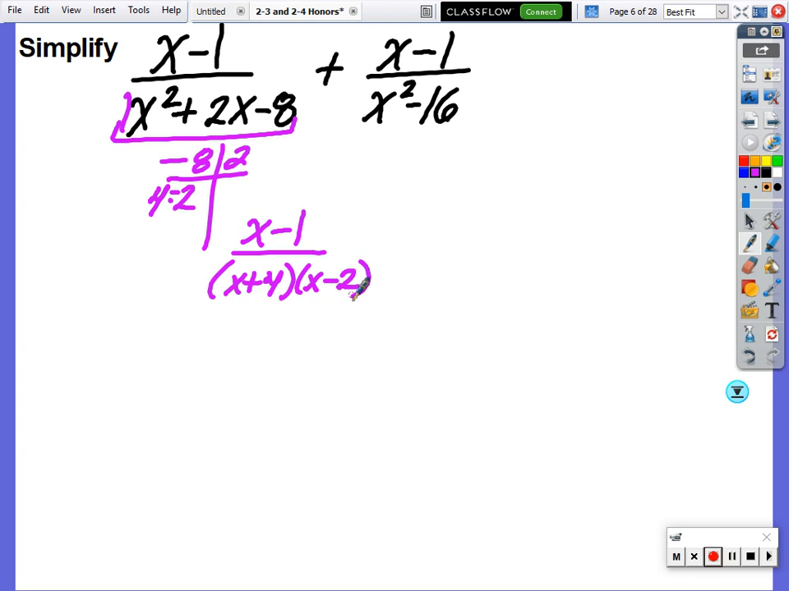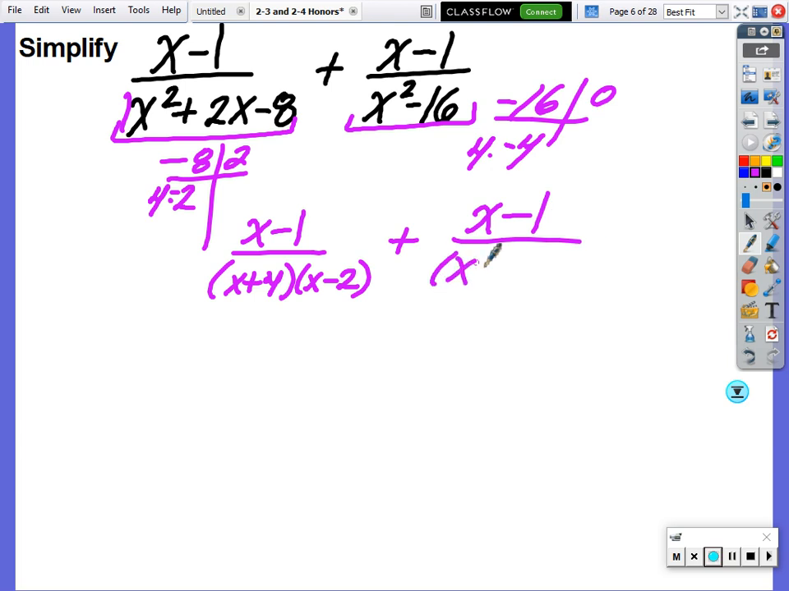Are we all good? Now we're factoring this. What multiplies to be negative 16 and adds up to be 0? Yep, good. 4 and 4 and one of them would be negative. Awesome, you were right there. x minus 1 and then x plus 4, x minus 4 because we can quick factor. Now you'd say my next step is to get a common denominator.